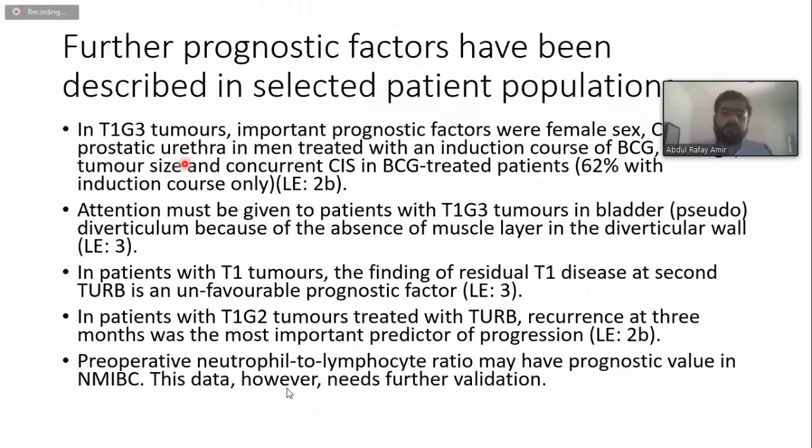Other prognostic factors include female sex, CIS in urethra, men treated with induction course of BCG, age, tumor size, concurrent CIS in BCG treated patients. Attention must be given to T1 G3 tumors in bladder diverticulum because it lacks the muscle wall. It is also a risk factor. In patients with T1 tumor, finding of residual T1 disease at second TURBT is an unfavorable prognostic factor. In patients with T1 G2 tumor treated with TURBT, recurrence at 3 months is the most important predictor of progression. Preoperative neutrophil to lymphocyte ratio is also considered a prognostic factor. However, it needs further validation.